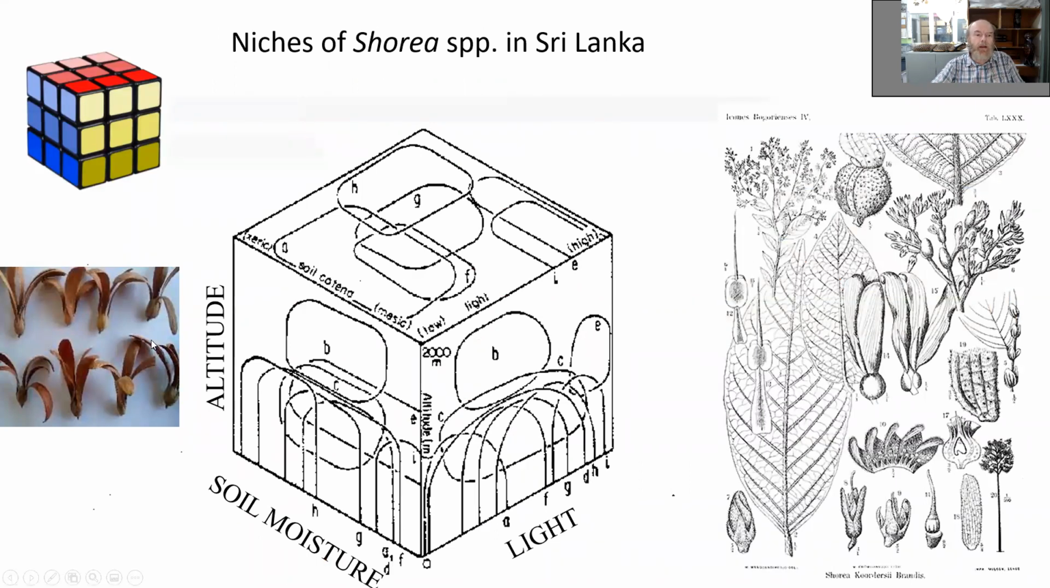This is a dipterocarp genus Shorea with multiple species in Sri Lanka.